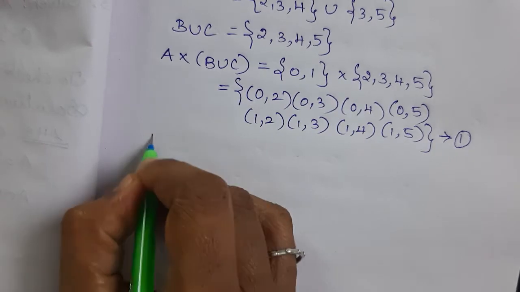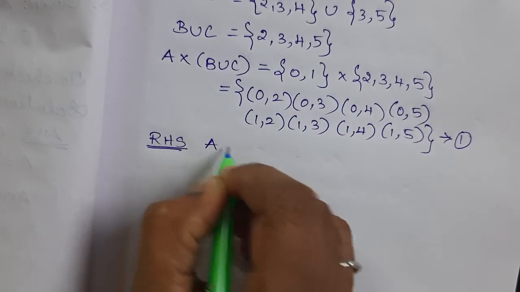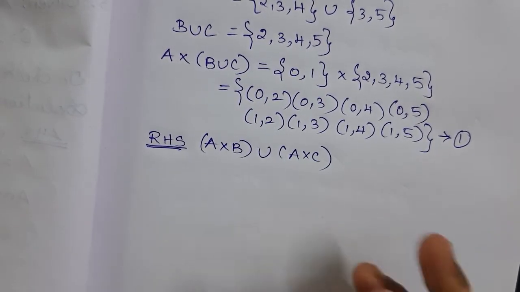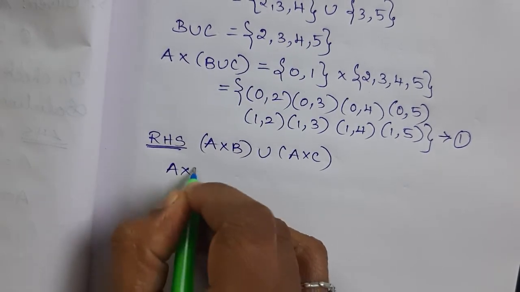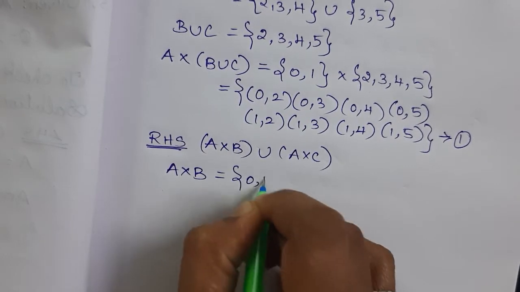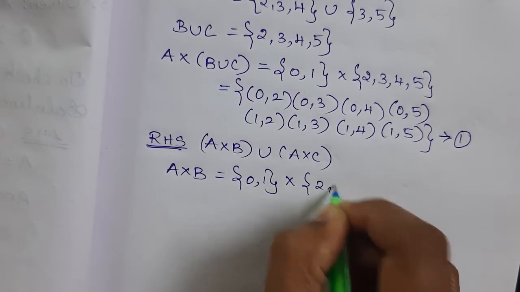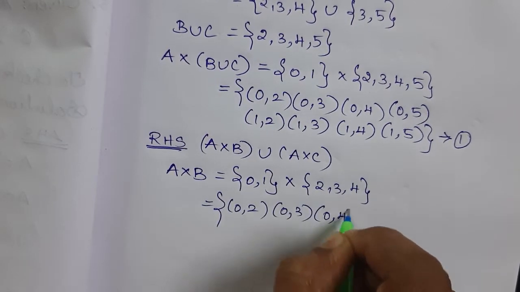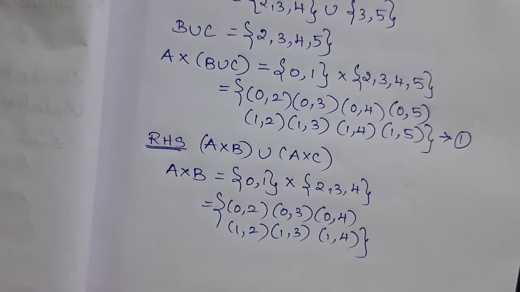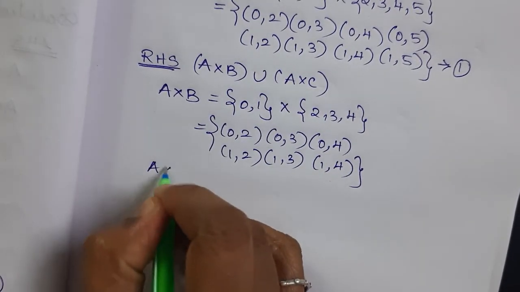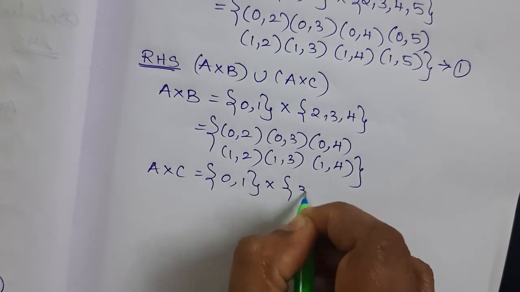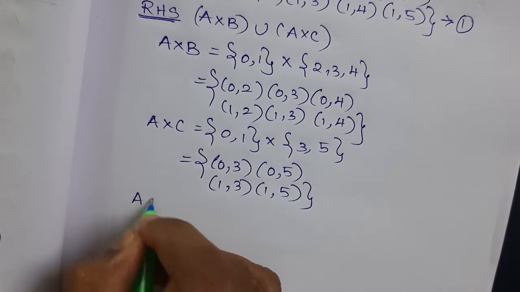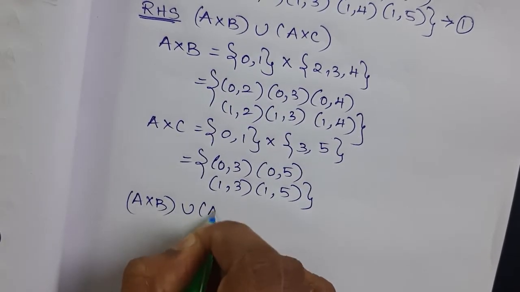The same way we have to do our right hand side, which is given to be (A cross B) union (A cross C). So here we have to find the cross product first and then the union. So we'll take A cross B. So A cross B is set A, which is {0, 1}, cross set B, which is {2, 3, 4}. Here we are going to find the cross product. Next we have to find the cross product of A and C. The next step is to find the union of A cross B and A cross C.